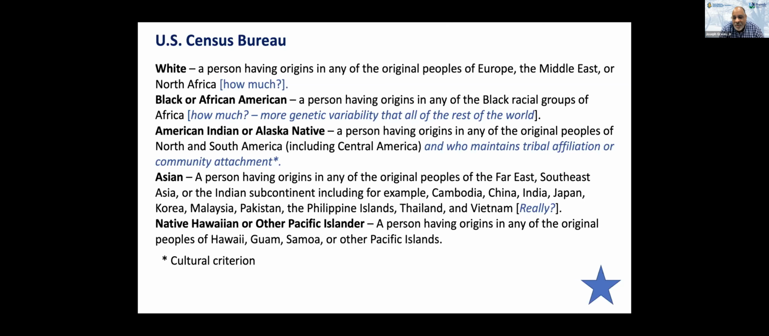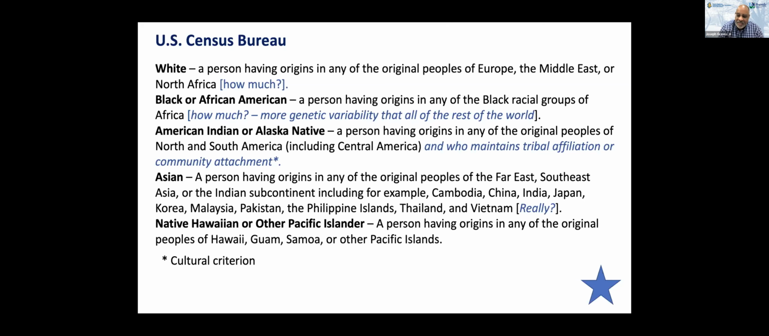But then you could ask the question, how much? Because African Americans have ancestry from that region of the world as well. And again, Black or African American: a person having origins in any of the Black racial groups of Africa. Again, how much? And this is important to recognize because sub-Saharan Africans have more genetic variability than all of the rest of the world combined.